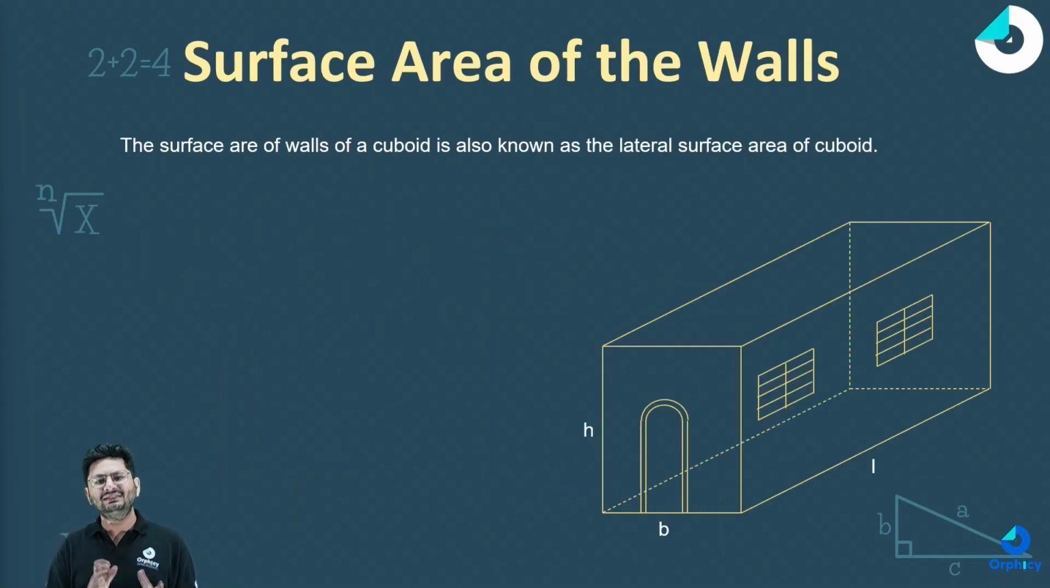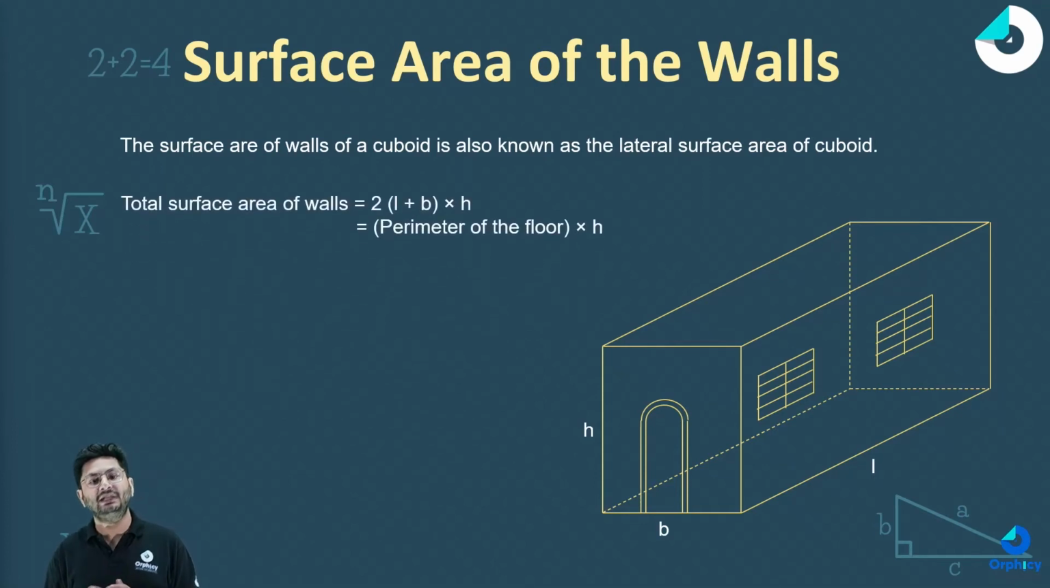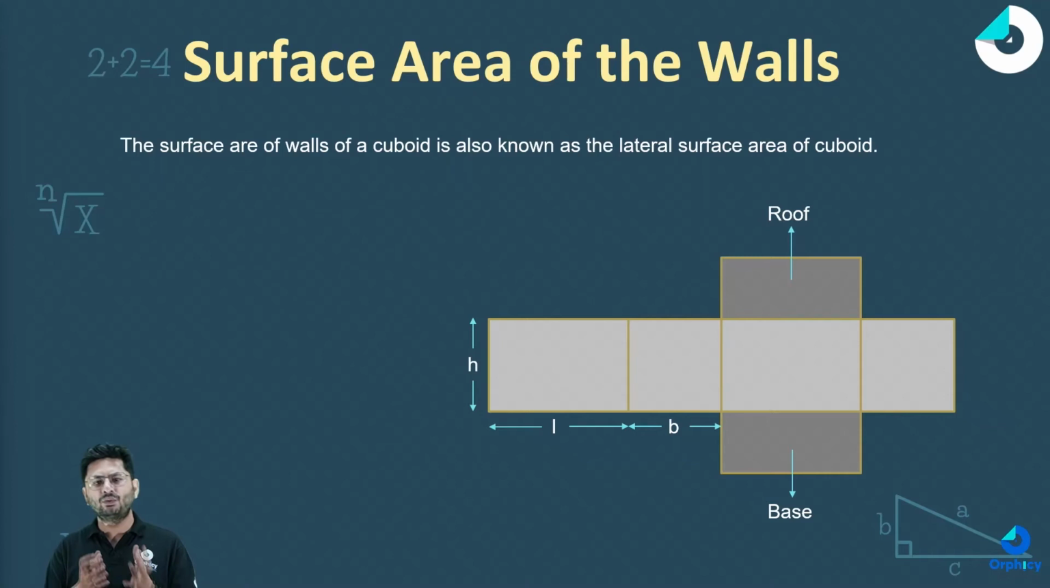And if we are just calculating the area of the 4 walls, खाली 4 दीवारों का एरिया निकालना है, तो that will be equal to twice of L plus B into H. Okay, या फिर perimeter of the floor multiply by H भी बोल सकते हो. इसका भी आपको नेट खुल के दिख रहा है. That these are the 4 walls which we are talking about, इनके dimensions you can easily see and you can derive the formula using this net.